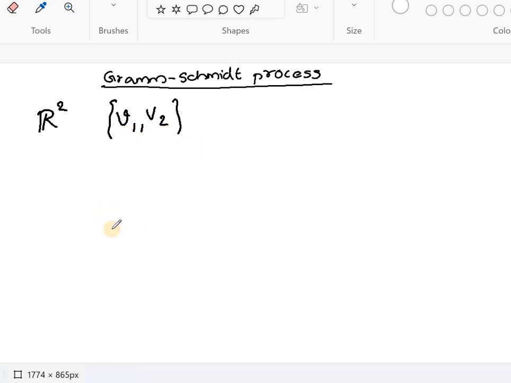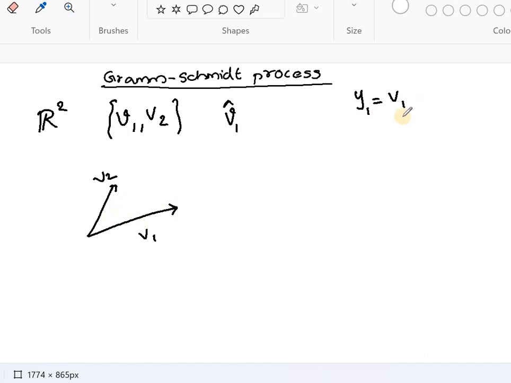You consider two vectors v1 and v2. Suppose this particular vector is v1 and this particular vector is v2. They are not perpendicular, they are not orthogonal. So I want to create an orthogonal set from this collection of v1 and v2. I'll call the unit vector in the direction of v1 as v1 cap. Now you take y1 as v1 itself, because the first vector which we want to start with can be taken as any vector.